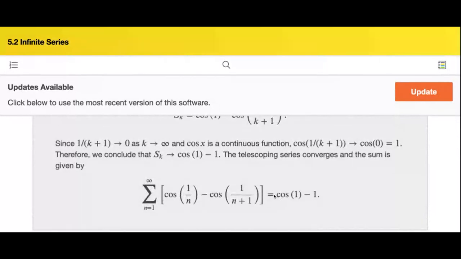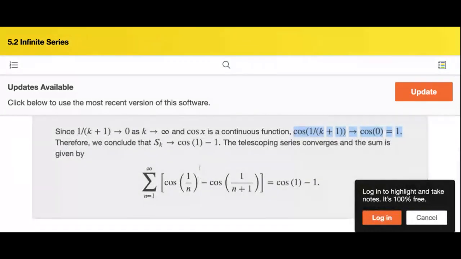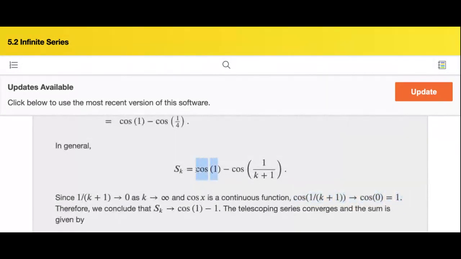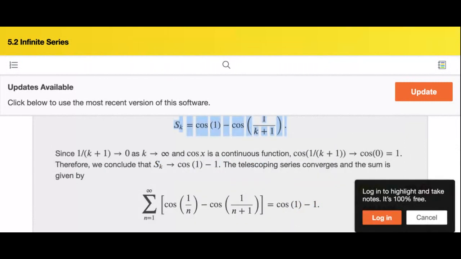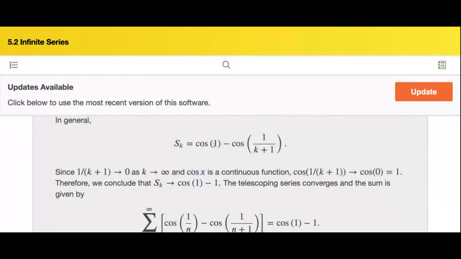Oh, that's a typo. Oh, no. Hold on. This is talking about different things. This here is talking about the cosine 1 over k. This cosine 1 is talking about this. That cosine 1 is from here. That's our first term, remember? That's our first term, cosine 1.